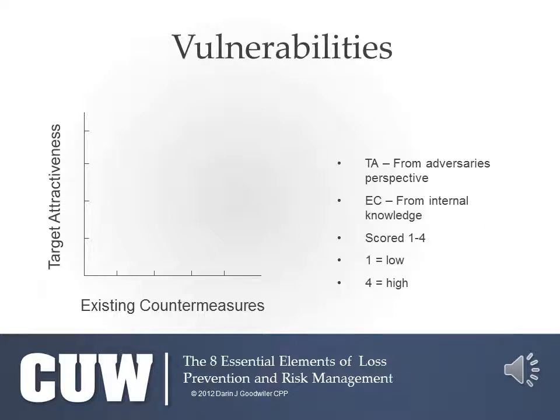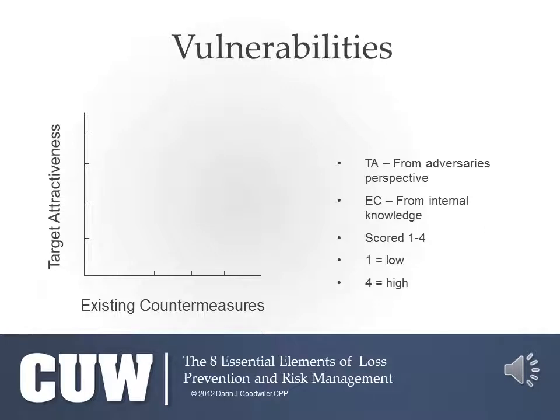The second component of the formula is vulnerabilities. So the vulnerability score is measured by evaluating the target attractiveness from the adversary's perspective and the existing countermeasures, or how hard your target is. The score is based on an average of the existing countermeasures and target attractiveness. The graph is scored from 1 to 4, just as the previous threats graph. So again, a 4 from target attractiveness and a 4 from existing countermeasures still comes up to a 4 as the highest. So target attractiveness, again, is from the adversary's perspective.